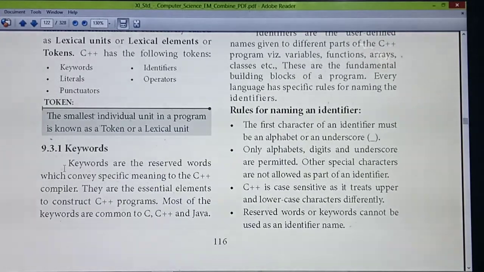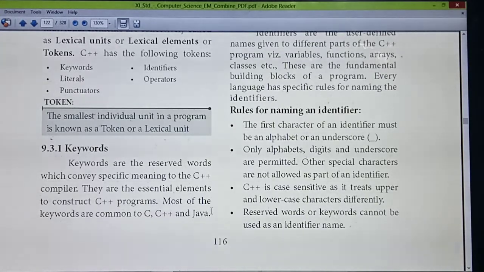Keywords, same page, page number 116. Starting from here, keywords are reserved words, till the end, C++ and Java. This is the second 2-mark question. Then the remaining 2-mark questions you should write in your notebook or on paper. Then the 3-mark questions.